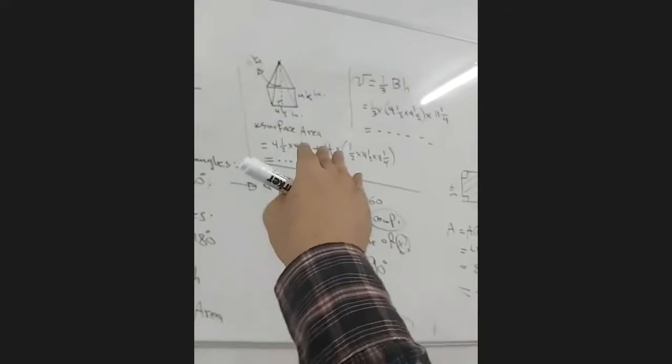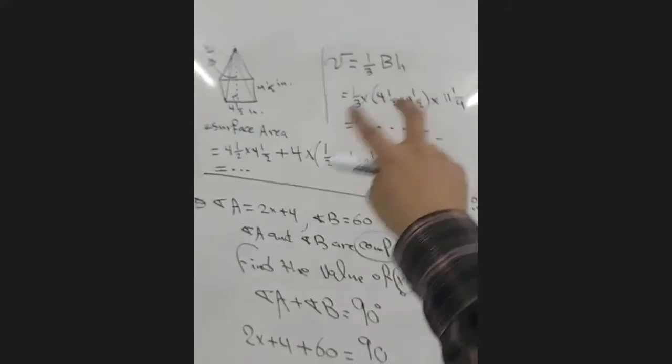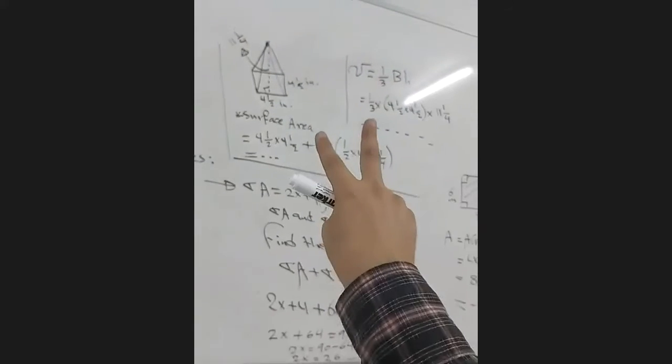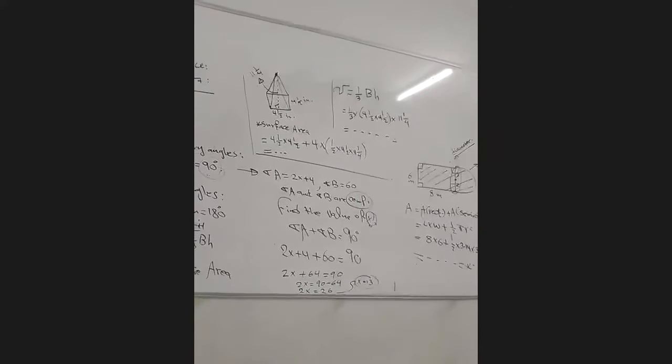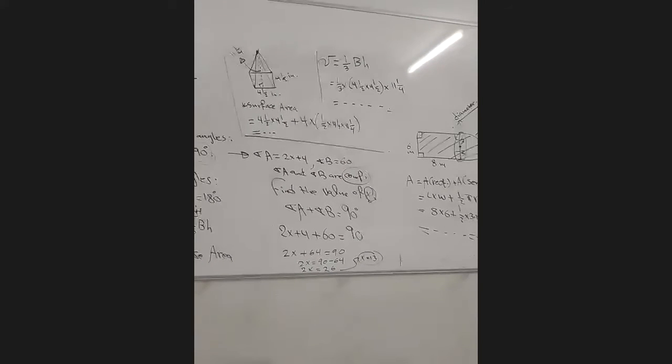So for the pyramid, I found the surface area and I found the volume, which are the main things we need to find for each prism or pyramid. Do you understand that? Yeah. Thank you.